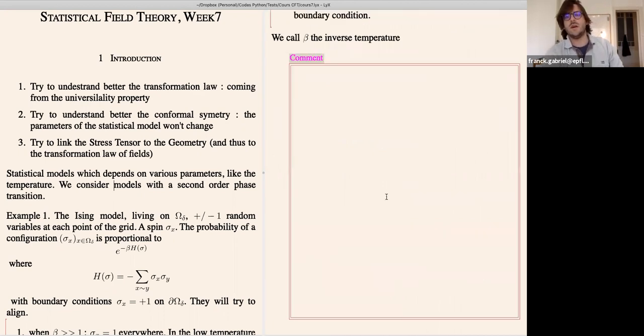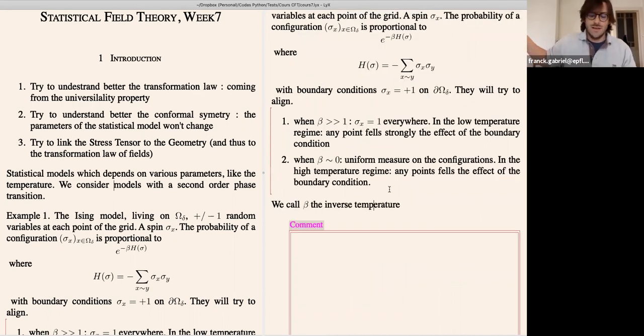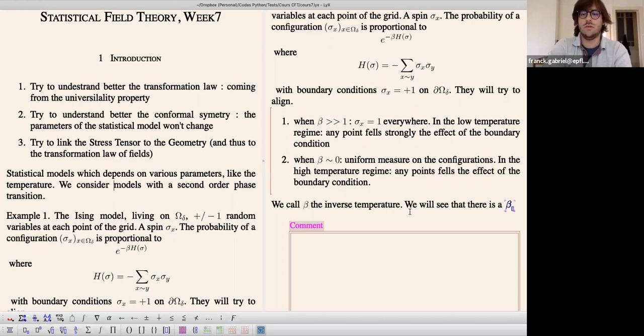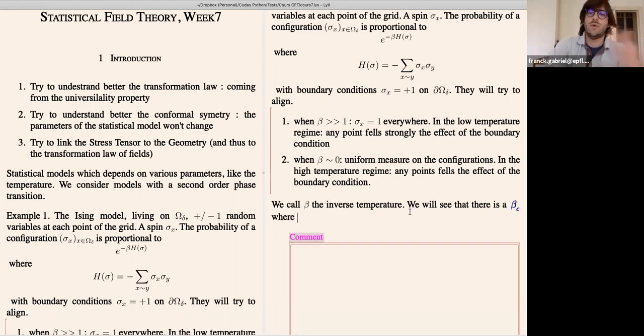Okay, so of course, you can imagine what's going to happen. I'm going from beta super high to beta low. There should be a kind of transition between the low temperature and the high temperature. Okay, so there is actually a beta critical, where you feel the effect of the boundary, but not too much.